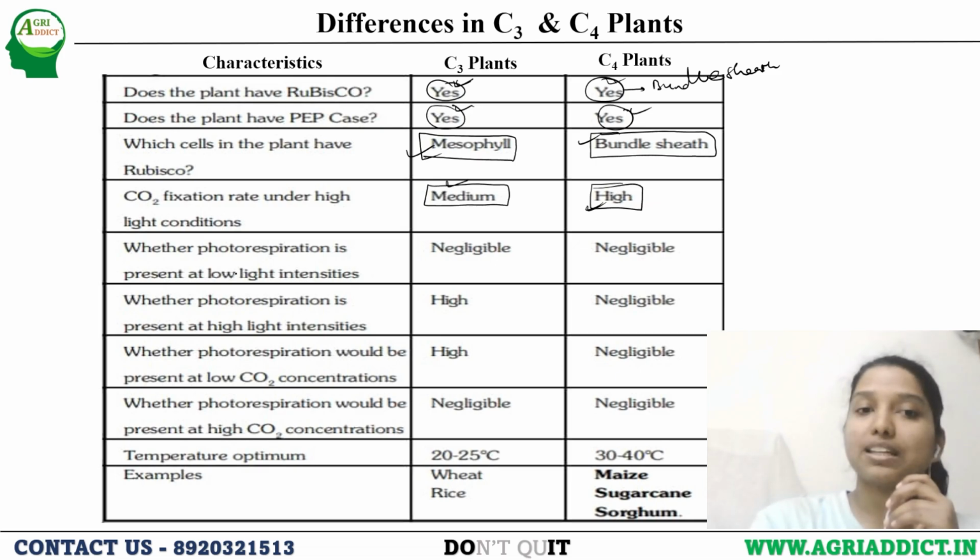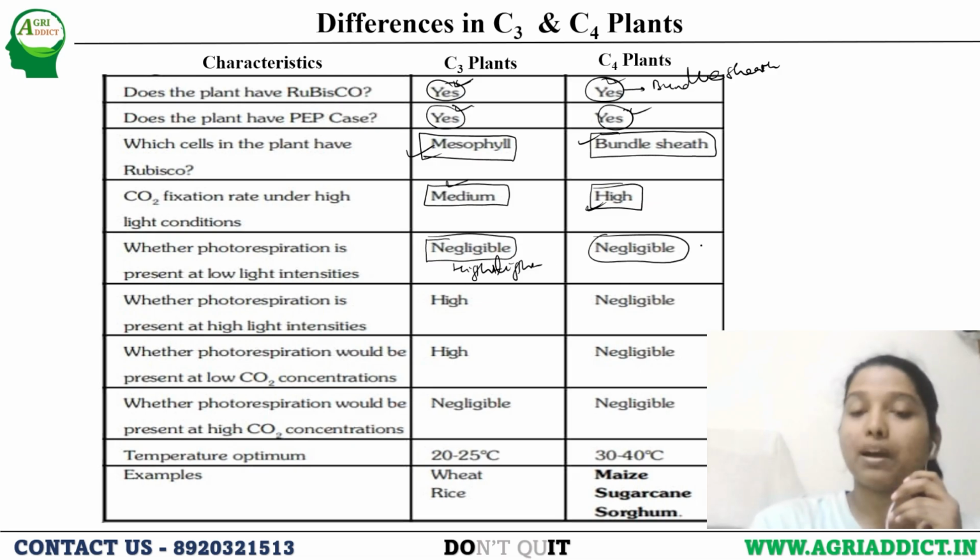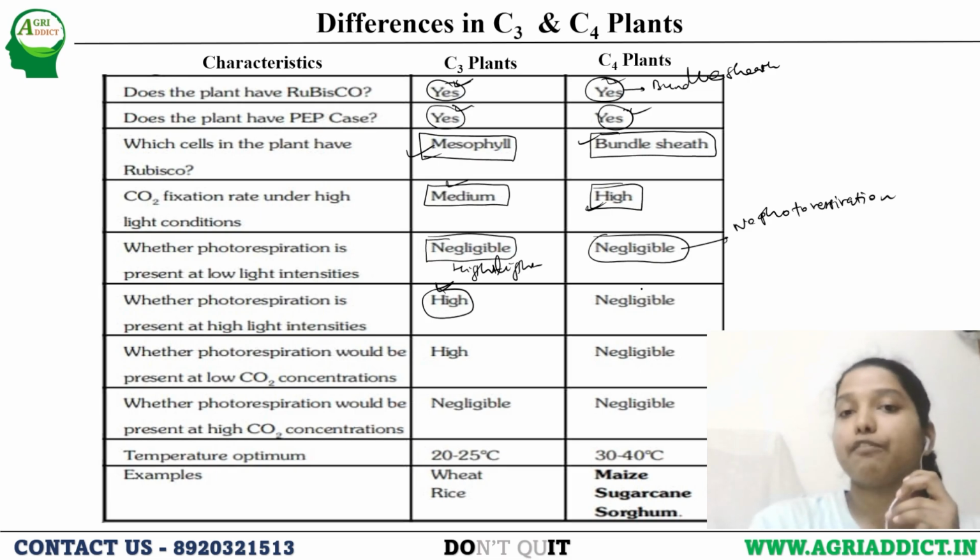Whether photorespiration is present in low light intensity? No, because the condition for photorespiration is high light intensity and high temperature. In C4 also, during low light intensity, there is no photorespiration. In case of C4, there is no photorespiration, by the way. There is no photorespiration mechanism. Okay. Whether photorespiration is present in high light intensity in C3 plants? Yes, it is there. In C3 plants, if the light intensity is high and high temperature is there, the C2 cycle or photorespiration will take place. Whereas in C4 plant, there is no such mechanism.